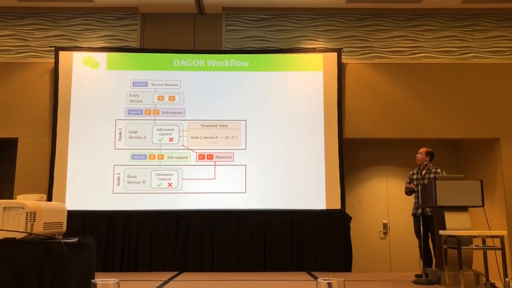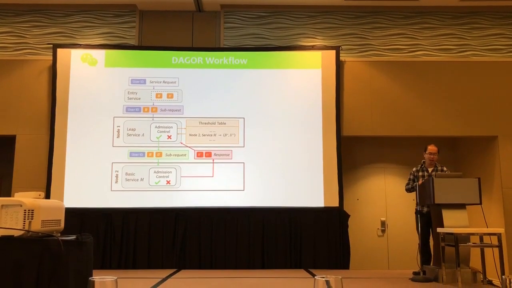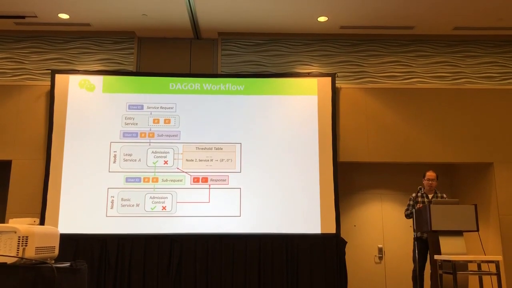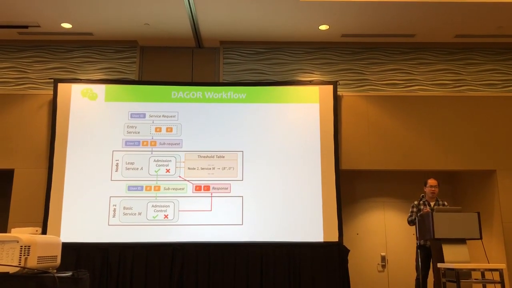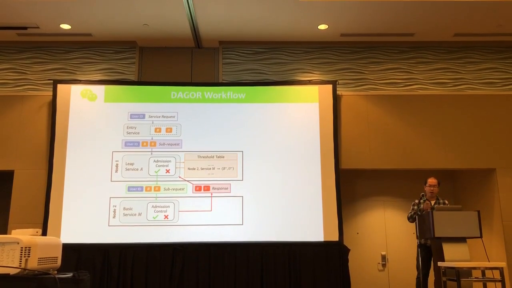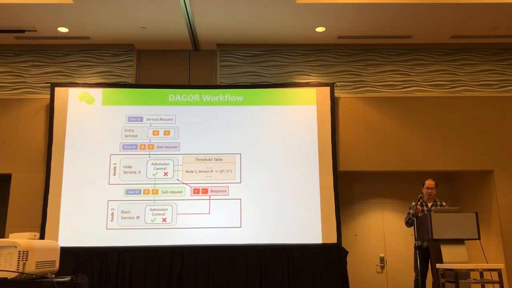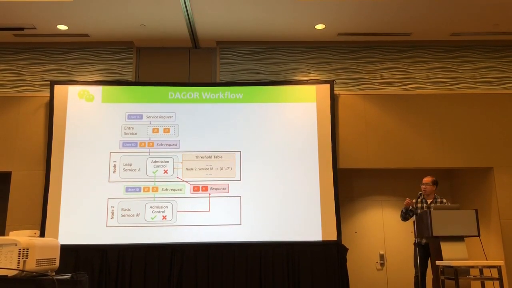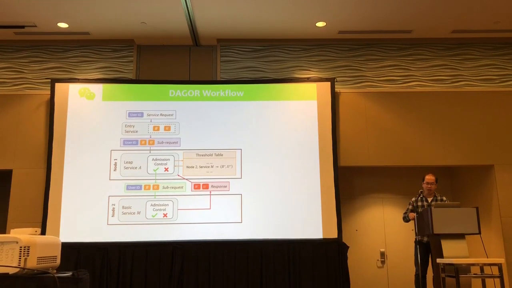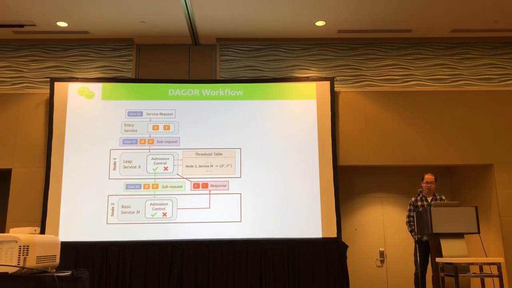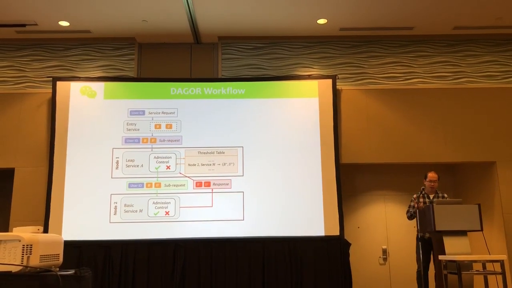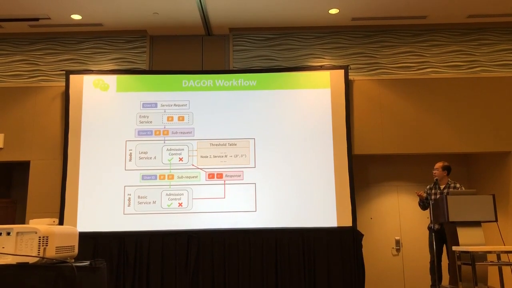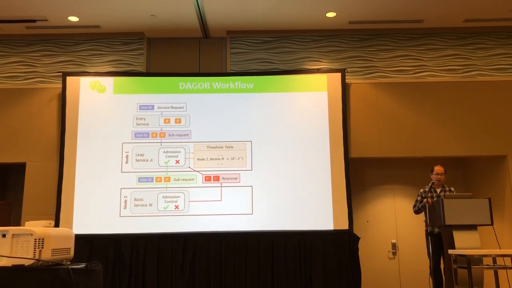So here is the overall workflow of the DAGOR. When a request reaches the service backend, we will assign a business priority and a user priority for each service, and the priorities will be encapsulated into the header of the request, and it will be carried in the calling path of the microservices. So when a service node receives a request, it will perform the admission control.